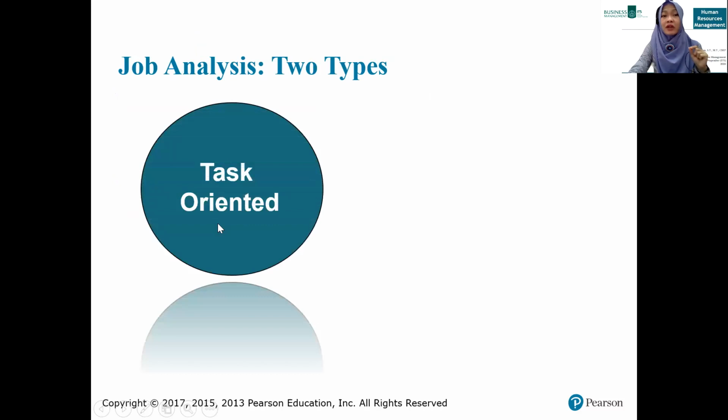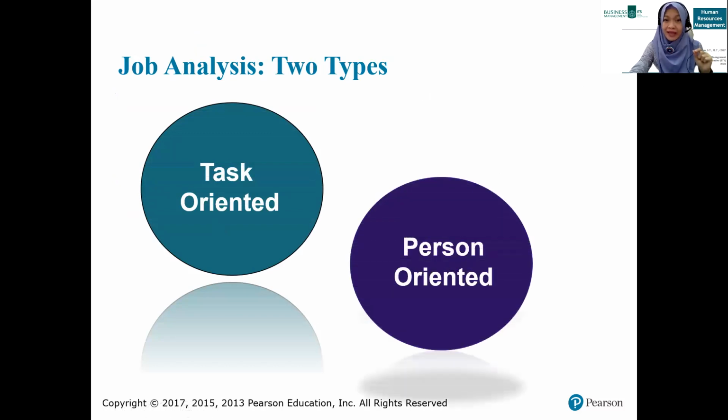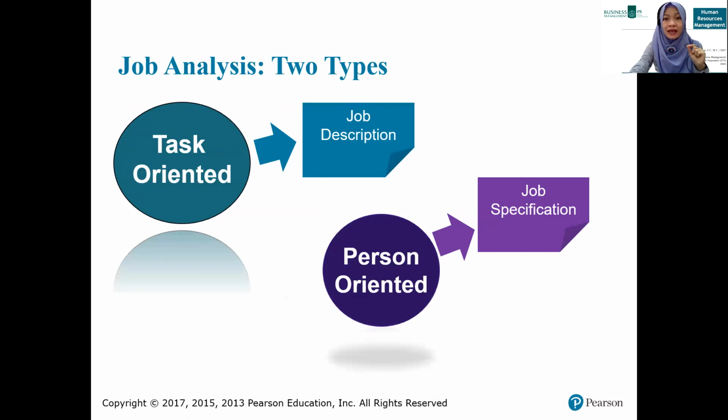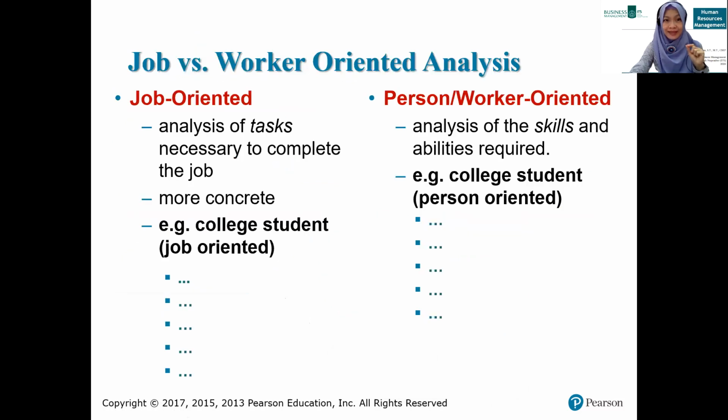Okay, there are two types of job analysis, if you may remember: task-oriented and person-oriented. Okay, to get the definitions correctly, I let you do this exercise. What is the job-oriented analysis of a college student? And what is the person-oriented analysis of a college student? So what does a college student do?